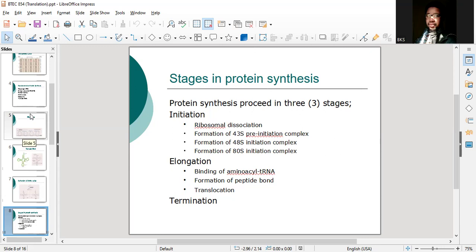Okay, now discussing the initiation. In the initiation, we're going to talk about four stages, which involve the ribosomal dissociation, formation of the pre-initiation complex, and then formation of the initiation complex. So we have the 43S pre-initiation complex, then the 48S initiation complex, and then the 80S initiation complex. So we'll see how these complexes perform. And under elongation, we also talk about the three stages involved. First of all, binding of the transfer RNA, meaning the activated amino acid, to the A site of the ribosome, and then the formation of the peptide bond, and then lastly translocation, where the next codon on the messenger RNA will be detected for the next transfer RNA to bind. And then we have the termination.